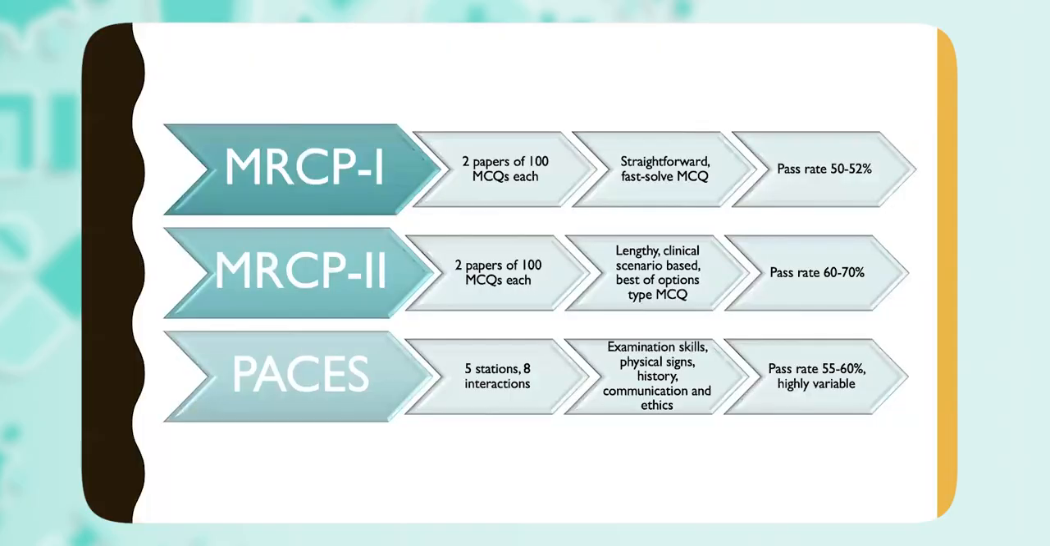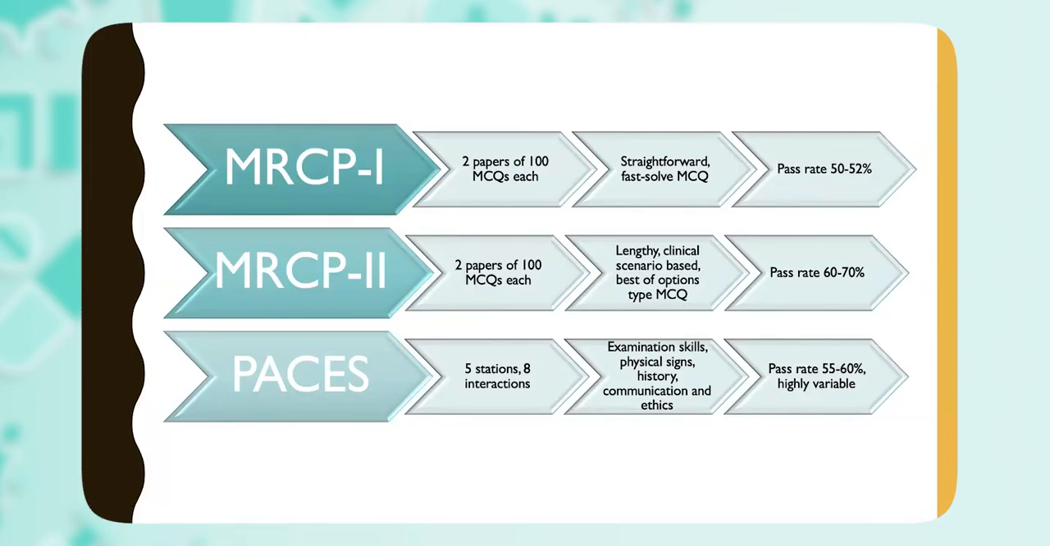So we'll begin with talking a little about MRCP part 1, part 2, and PACES. Cardiology section will be important for all three of the exams. For MRCP Part 1 and Part 2, there are two papers with 100 MCQs each, as you all know. MRCP Part 1 is more straightforward. These are fast solved MCQs. Won't take much time. It's mostly fact based. And according to the previous records, the pass rate is around 50 to 60%. MRCP Part 2 has a higher pass rate, but I'll come to that.